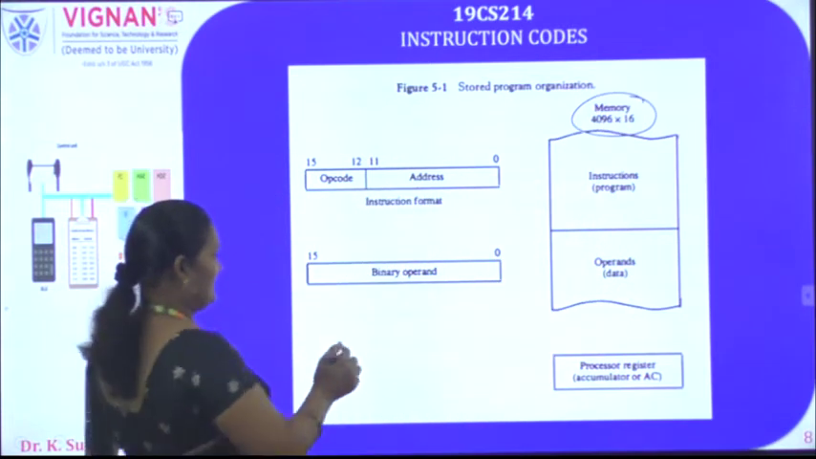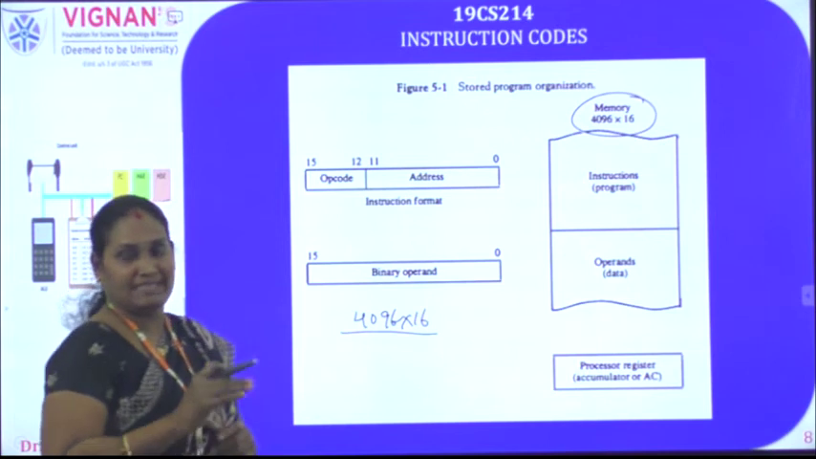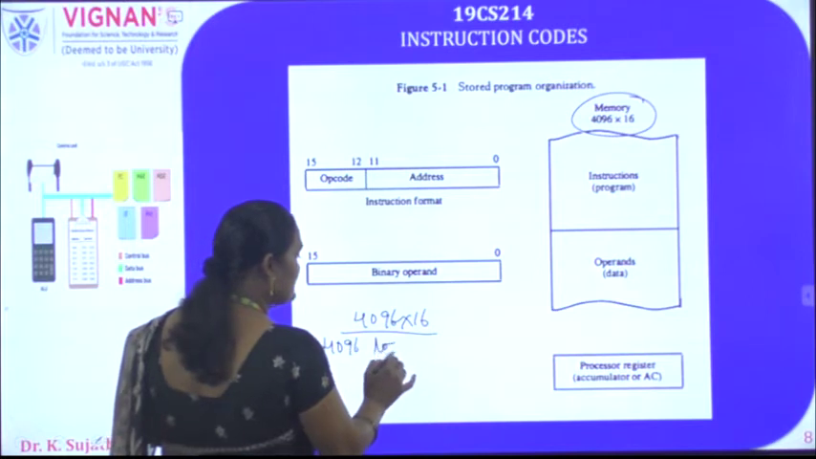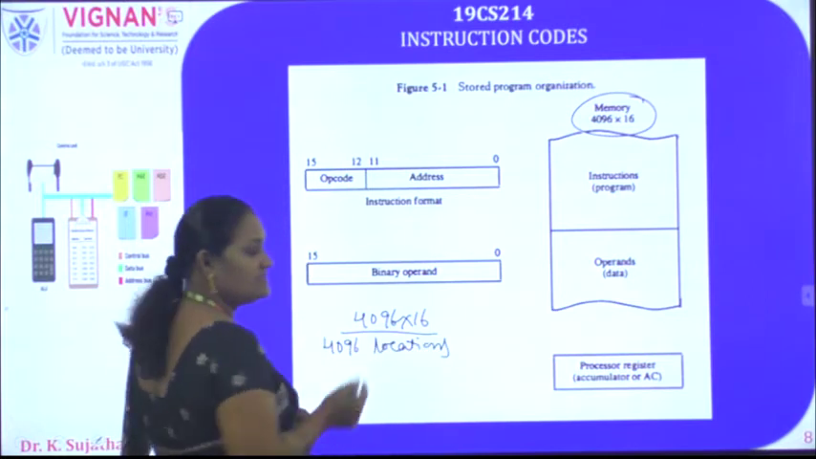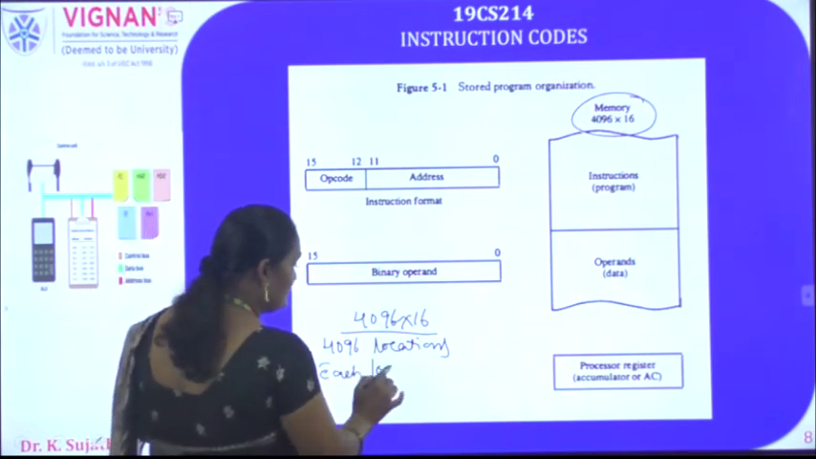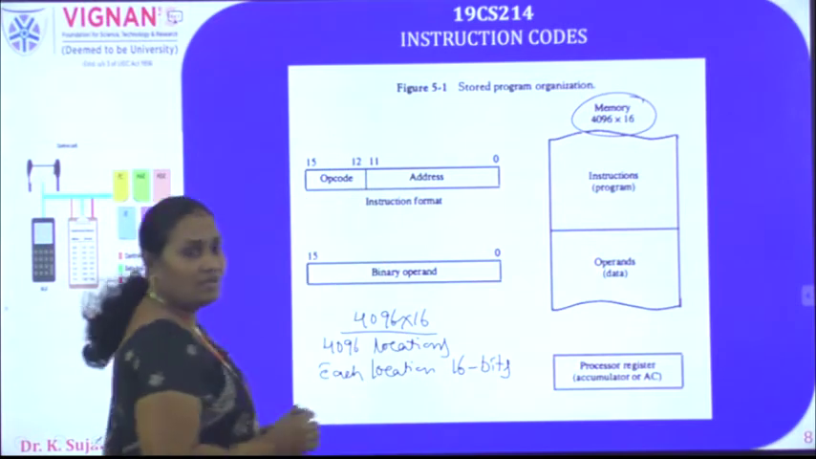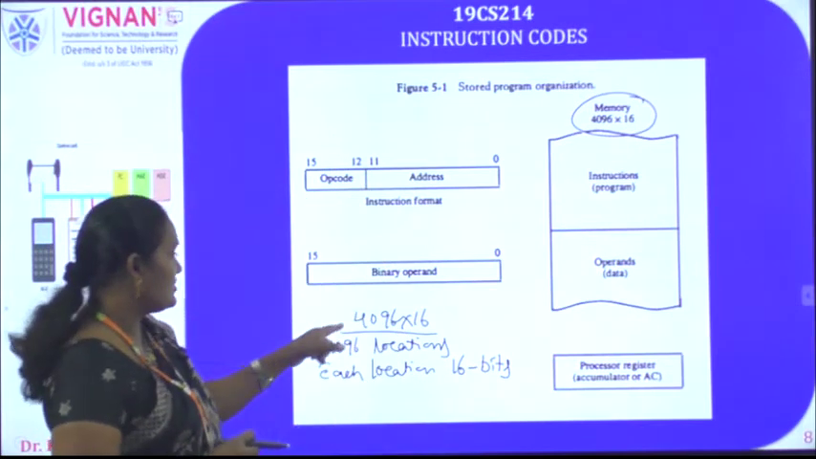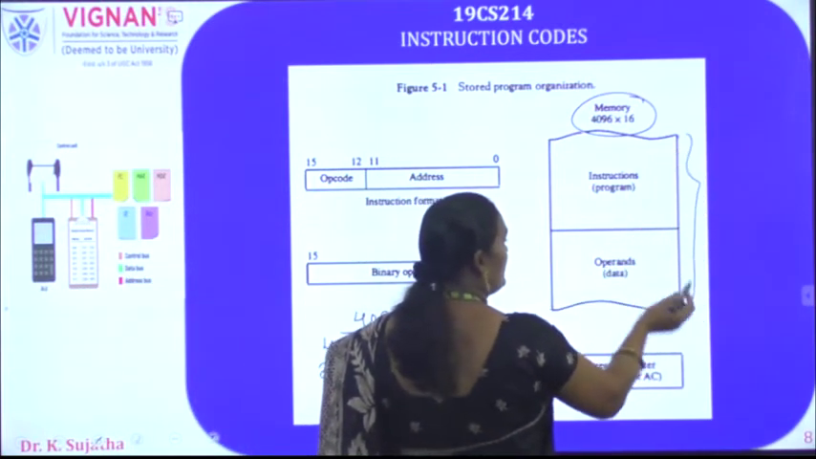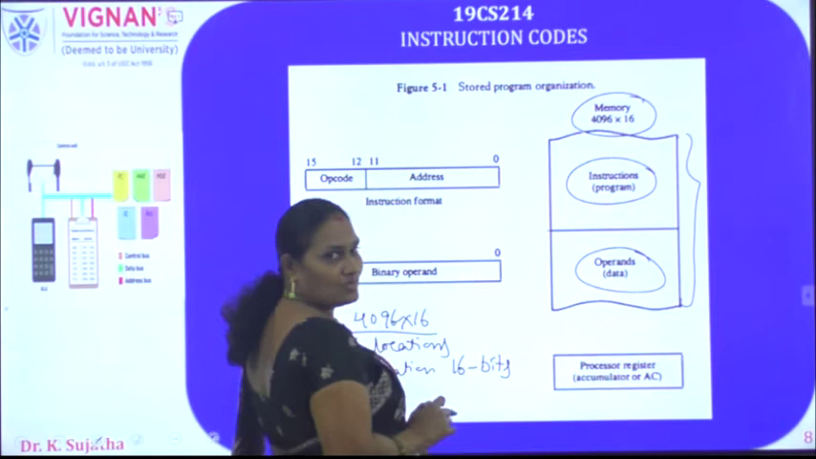So what is that 4096 by 16? What does that indicate? This memory contains 4096 locations, and each location can hold 16 bits of data. That is the indication of the size of memory. That means this entirely is your memory. Some part of memory is used to store data, and some part of memory is used to store instructions.